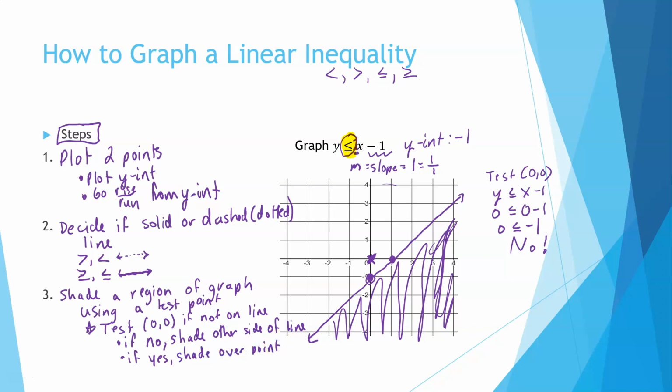Okay. Now, this is my answer. That picture itself is the answer because I was asked to graph it. So when we're asked to graph a linear inequality, we do 3 steps. First, we plot the 2 points. Then we decide if it's solid or dotted based on the symbol. And then we test a point to see which side of the graph we are going to shade.